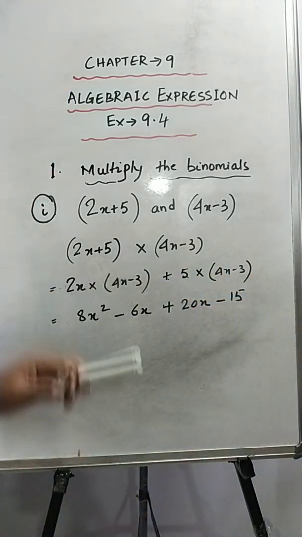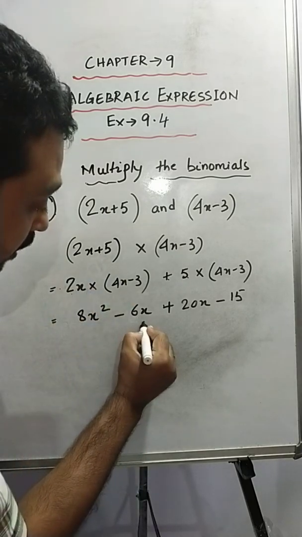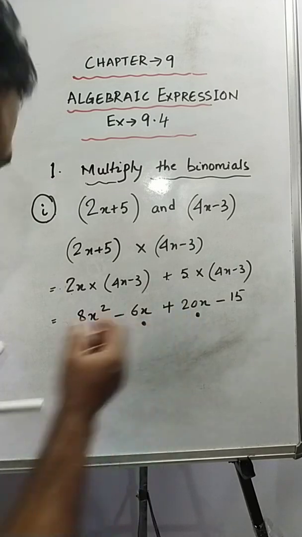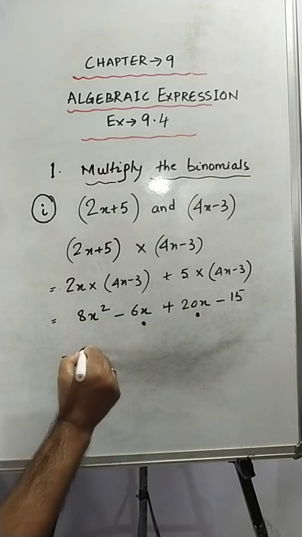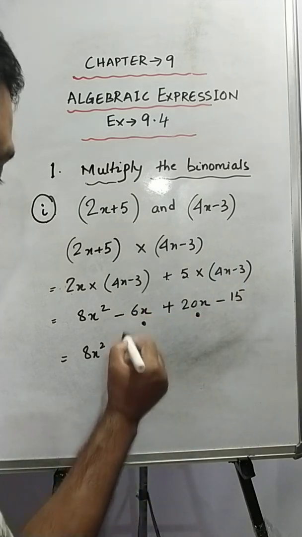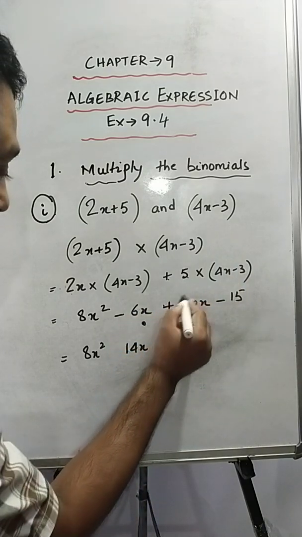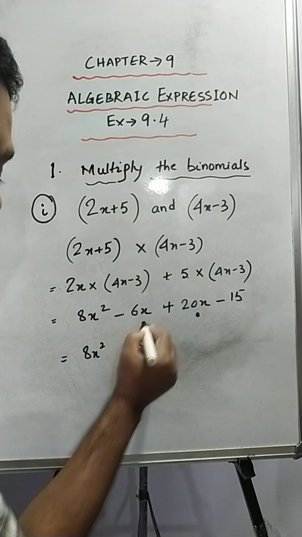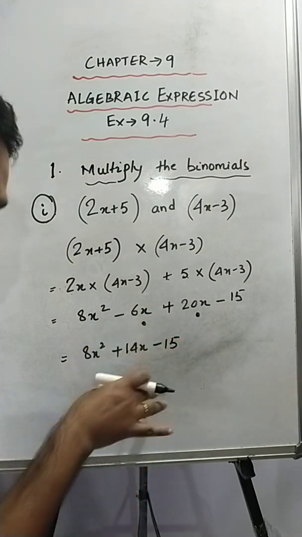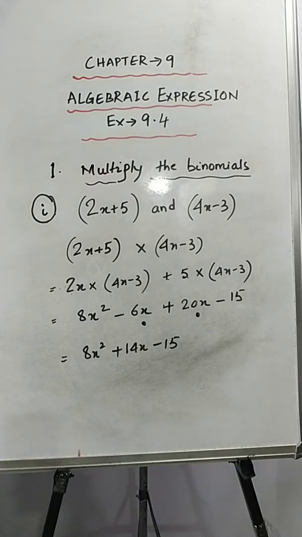Fine. So this is not your answer because we have two like terms present in the expression. So we have to solve this. So what will be the answer? 8x square, minus plus is minus, 20 minus 6 is 14x. 20 is greater and 20 is having a plus sign, so we'll put a plus sign here, minus 15. Now this is your required answer of sum number 1 of question number 1. Fine, so now let's move on to sum number 2.